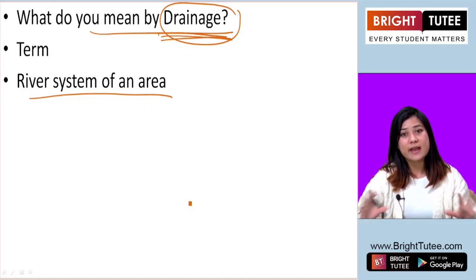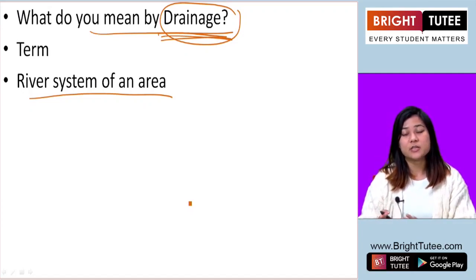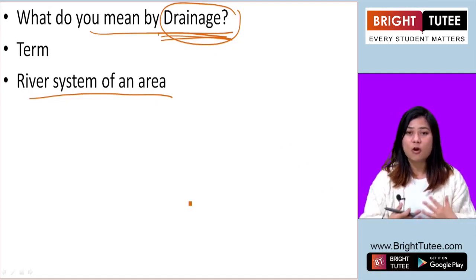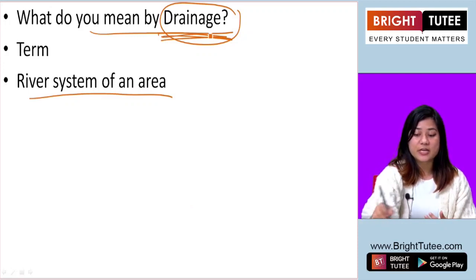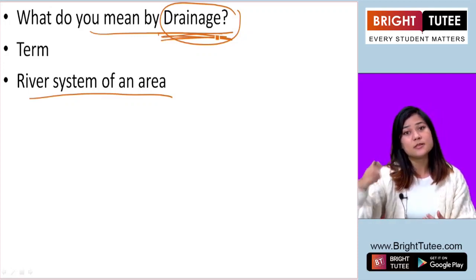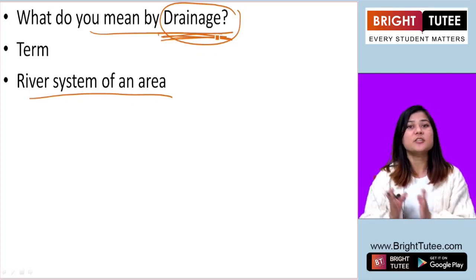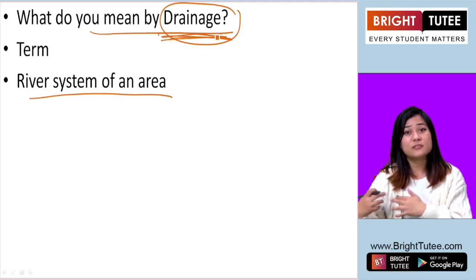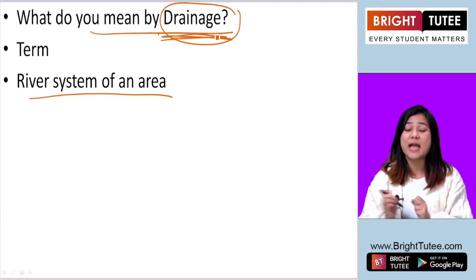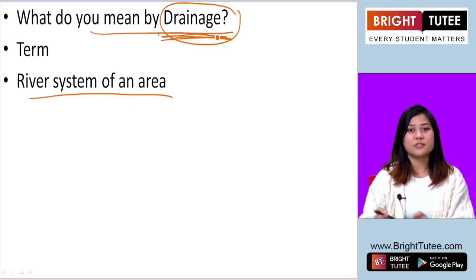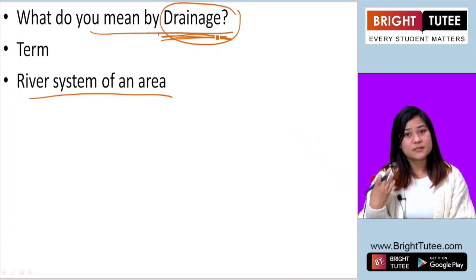Alright, so the area that it covers, the things the river does, how it is caused, what are its effects, all that comes under the term drainage. So drainage is actually not drain. It's not related to drains, but it's actually the rivers. The river system in geography is called drainage.